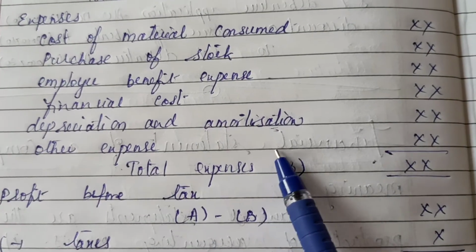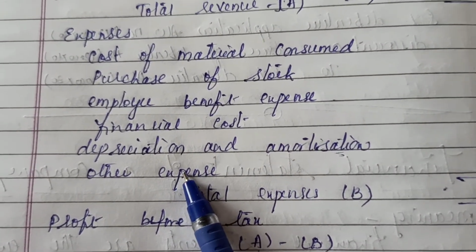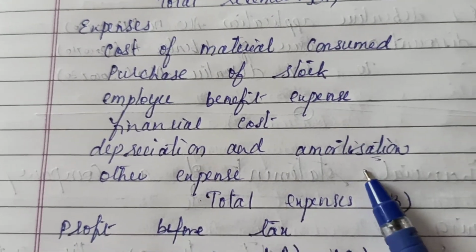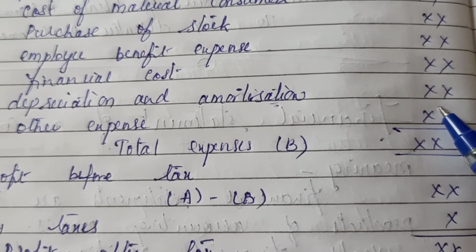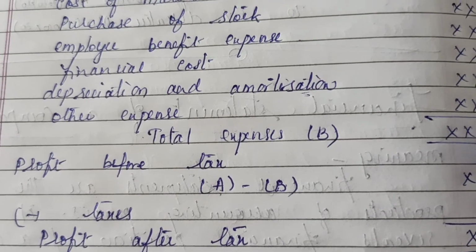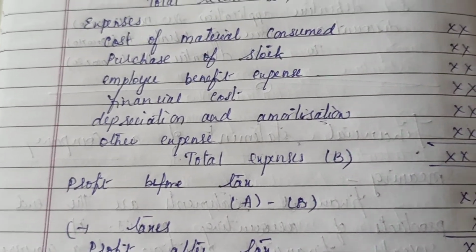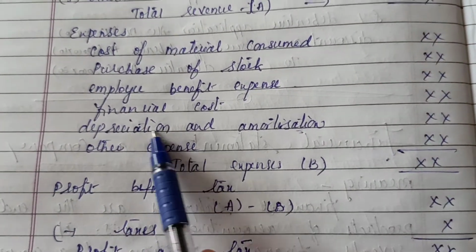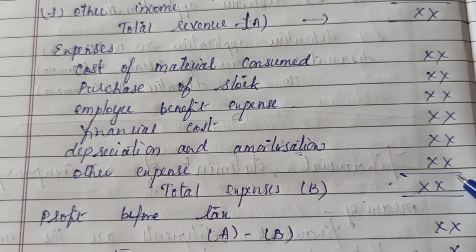Then depreciation and amortization. We know what depreciation is, reduction in the value of the asset. Amortization is reduction in the value of the intangible assets. So both here we will write as depreciation and amortization. Next we have other expenses. Other expenses can be anything like bad debts, discount paid. Right? So any other expenses, rent paid, anything, all that will be under the heading of other expenses. We add all the amounts and write them together as other expenses.